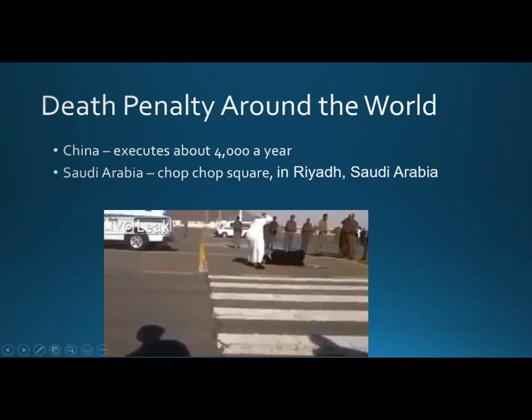In China, they don't know because China won't give actual figures, but they think there are about 4,000 a year executed, but the amount remains unknown. Of course, we have no idea about North Korea. In Saudi Arabia, they do have a chop shop square in Riyadh, and that's actually somebody being beheaded in the square. They chop off ears, they chop off hands there, still in practice today.